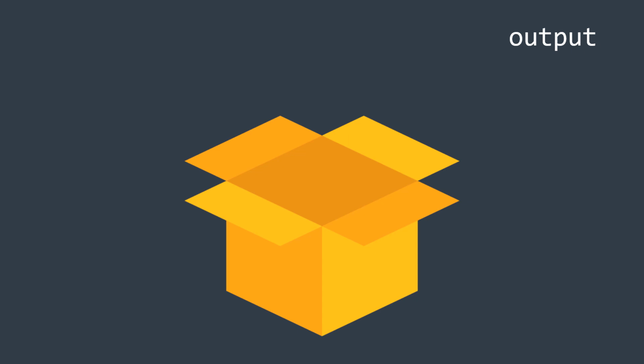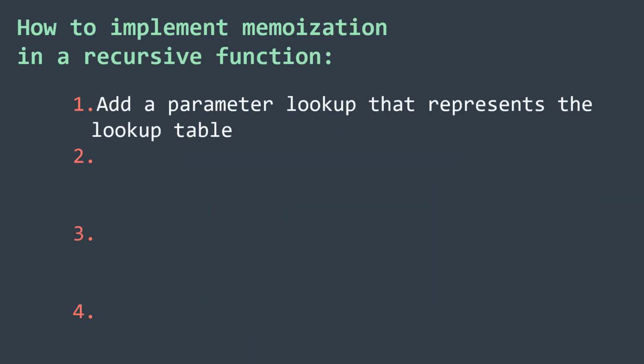We have 4 steps to implement memoization on a recursive function. First step, add the lookup map as a parameter. The lookup map is a hash table where the key is the input of that call and the value is its output. And in Python, we use a dictionary.